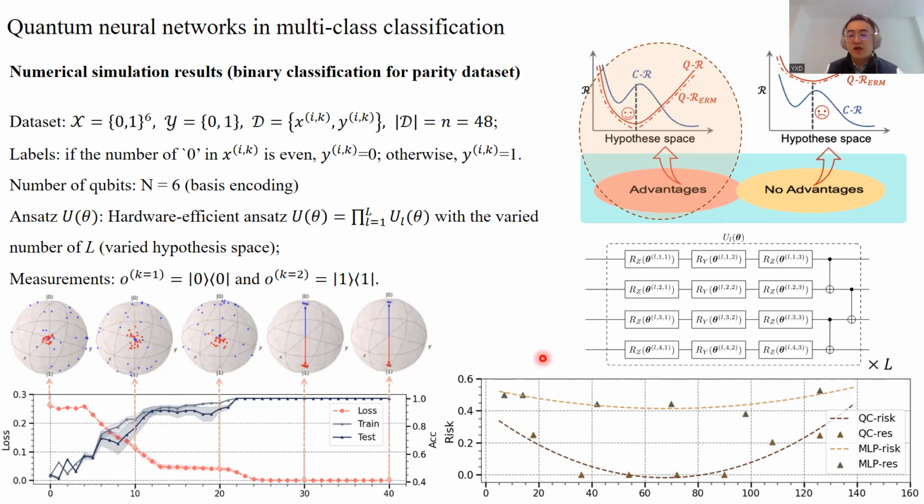And we compare the performance of quantum classifier and classical classifier on this dataset. The classical classifier is implemented by the multilayer Perceptron. As we can see, there is a U-shaped curve, and the quantum classifier is superior to the classical one.